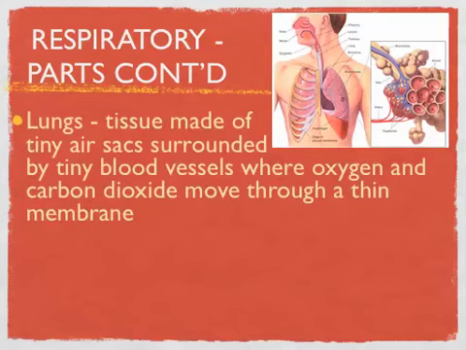The lungs are an important part of the respiratory system. It's made of tissues. It's made of tiny air sacs, and those tiny air sacs are surrounded by tiny blood vessels called capillaries. This is the place where oxygen from the lungs goes into the capillaries, and carbon dioxide comes out of the capillaries and into the lungs.